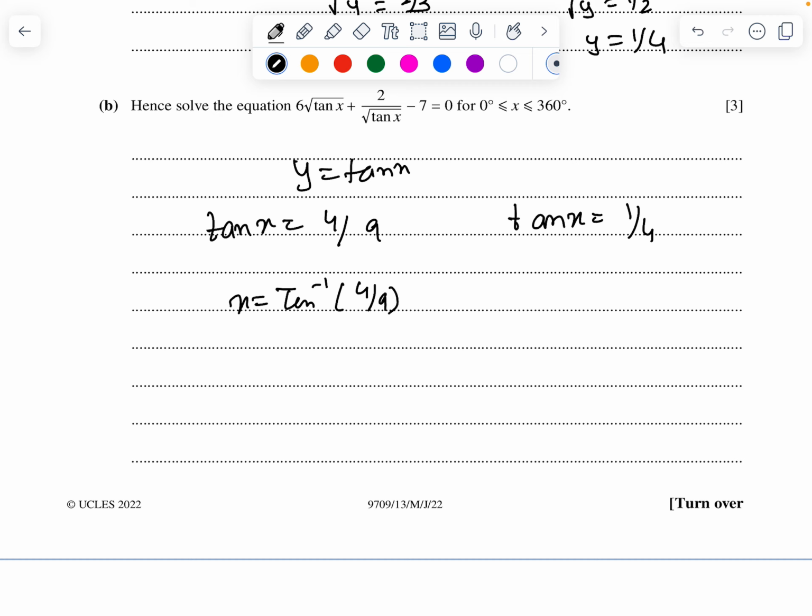Take the calculator and keep the mode of the calculator in degrees. Then try tan inverse 4 upon 9, which gives me 23.9, so 24.0. 24.0 is going to be the angle, and another angle is going to be 180 plus 24.0, which is 204.0. Now over here, tan inverse of 1 upon 4 gives me 14 degrees, and another angle is 180 plus 14, 194 degrees. That's going to be the answer.